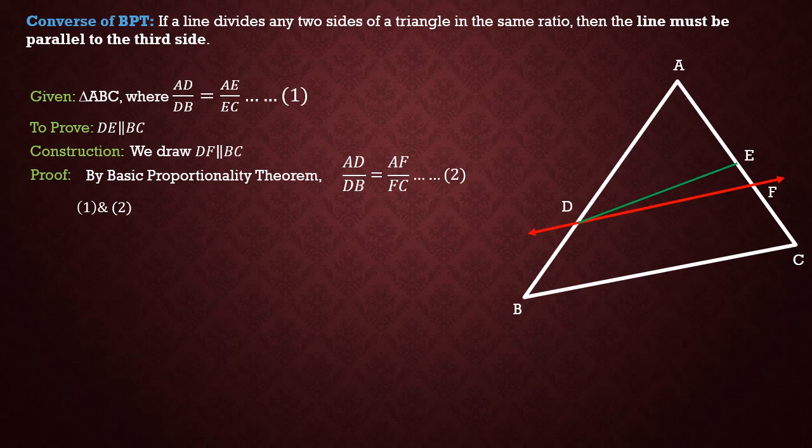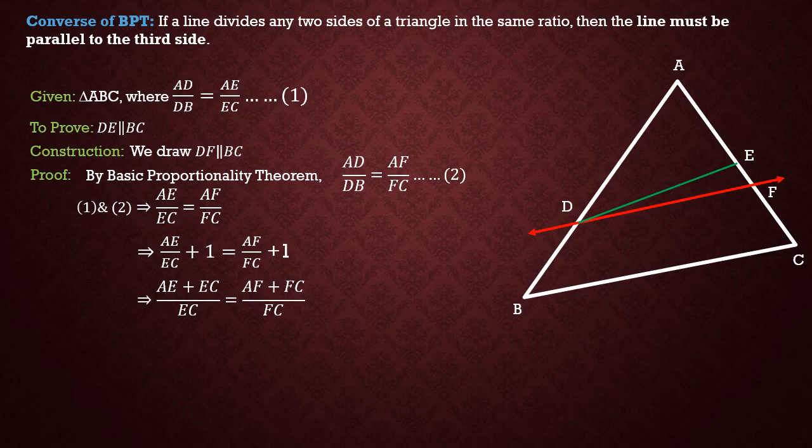Now we can directly use componendo to get the result, but let us see how we get componendo by adding 1 to it. So if we add 1 to both sides of the ratio, then the denominator, after taking LCM, gets added to the numerator. We have AE plus EC divided by EC, because EC is our LCM in this case, and in the right hand side we have AF plus FC divided by FC, where FC is our LCM. Now you notice that AE plus EC in the diagram is AC. Similarly, AF plus FC is also AC, and hence we have AC by EC equal to AC by FC.